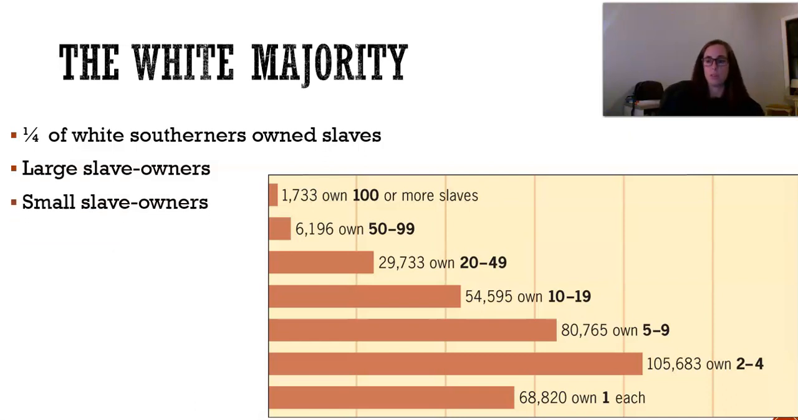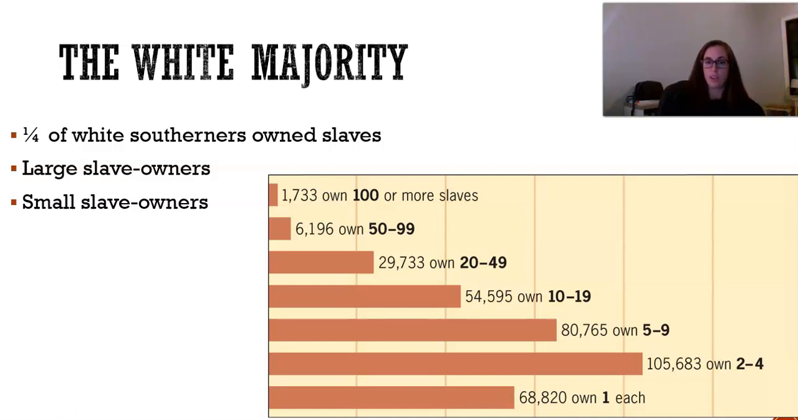Then you get small slave owners, and this is going to be the more common route for slave owners because it's an expensive and difficult process. A lot of times these small slave owners are going to be working alongside their slaves, doing the agricultural work with them. If you think about most slave owners, it's not that large a group. Most slave owners actually own 10 or less.